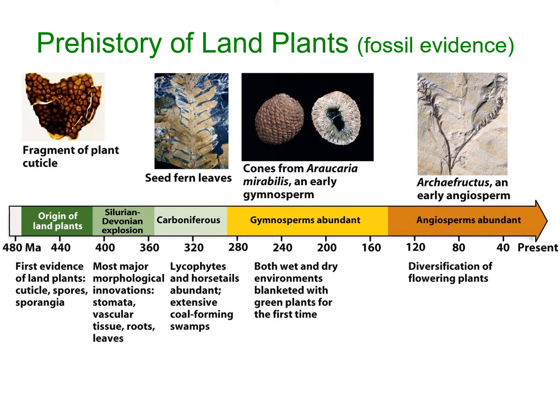So we can see this in the prehistory of plants plotted through fossil evidence. Early land plants, you can see fragments of cuticle, which is one of the first things that arose, and this fragment is believed to come from around 450 million years ago. We see seed fern leaves from very early time period during the Carboniferous, cones from an early gymnosperm, and an early angiosperm. So over time, you're getting different and new innovations or new adaptations to allow plants to grow even better on land.